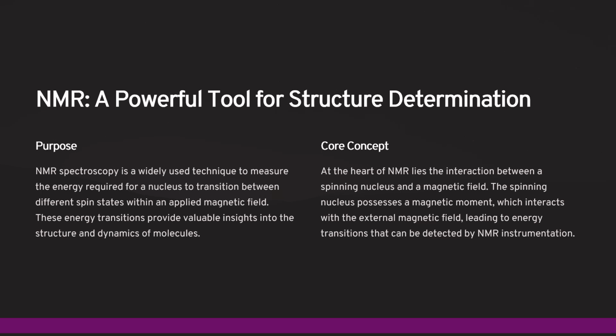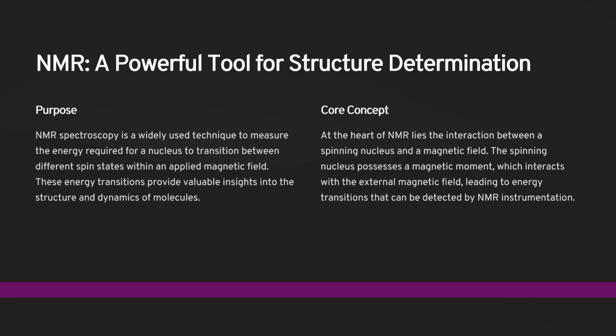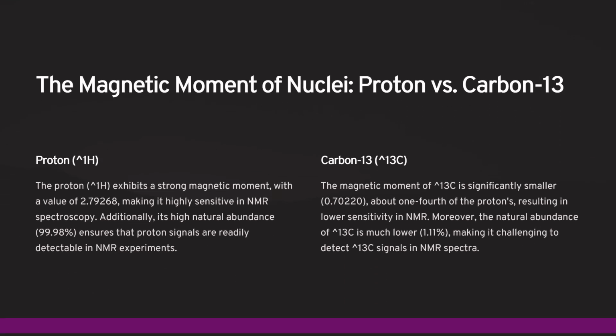At the heart of NMR lies the interaction between a spinning nucleus and a magnetic field. Every spinning nucleus has a magnetic moment, and when placed in a magnetic field, this moment interacts with the external field. This interaction results in energy transitions, which can be detected by NMR instruments, helping us understand the molecular structure of compounds. Now, let's explore the differences between proton and carbon-13 in terms of their magnetic moments and how this affects their sensitivity in NMR.